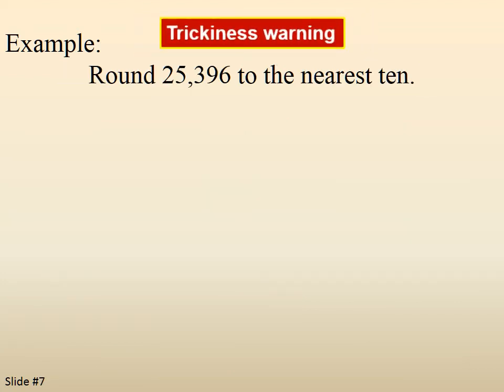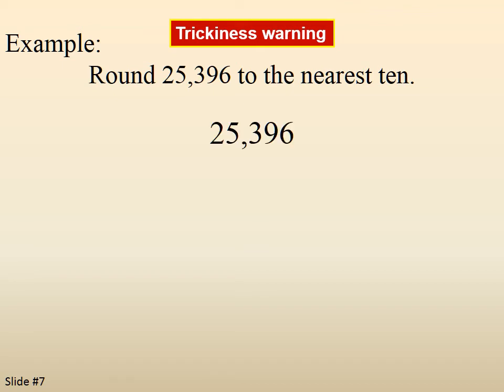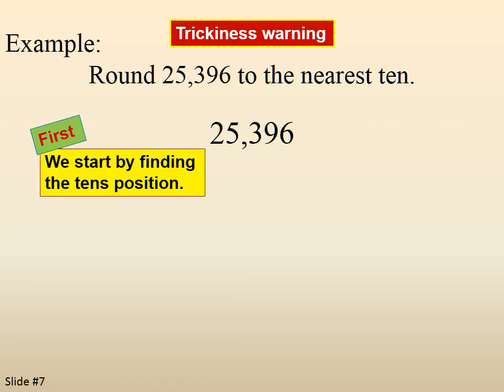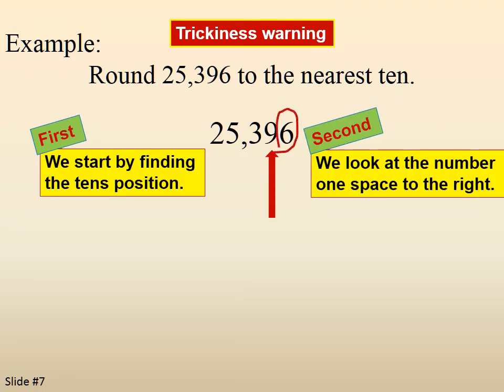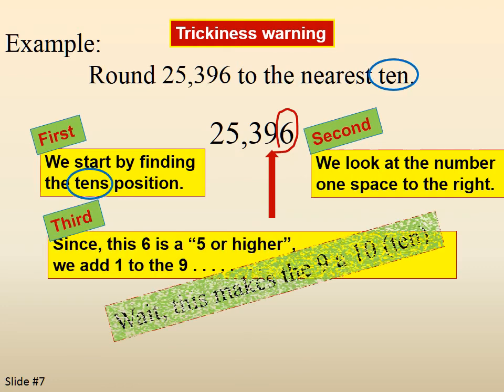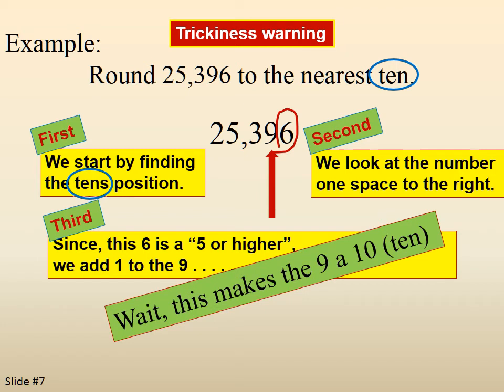Here we go. Let's round 25,396 to the nearest 10. Again, we find out the tens position, which is where the 9 is. We look one number to the right, which is the 6. Since 6 is a 5 or higher, we add 1 to the 9. Wait. This is going to make the 9 into a 10.